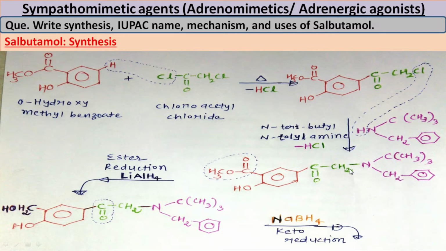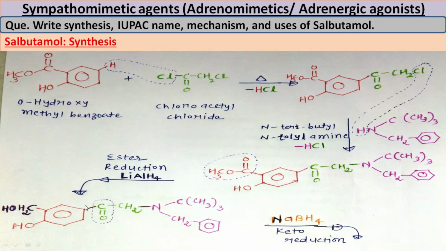This compound will be then treated with lithium aluminium hydride. This lithium aluminium hydride is a strong reducing agent that is used for ester reduction. So this ester will be reduced and converted into alcohol. Here sodium borohydride is also used as a reducing agent, but it is a weak reducing agent that cannot be used for ester reduction. So in this reaction we have to use only lithium aluminium hydride.